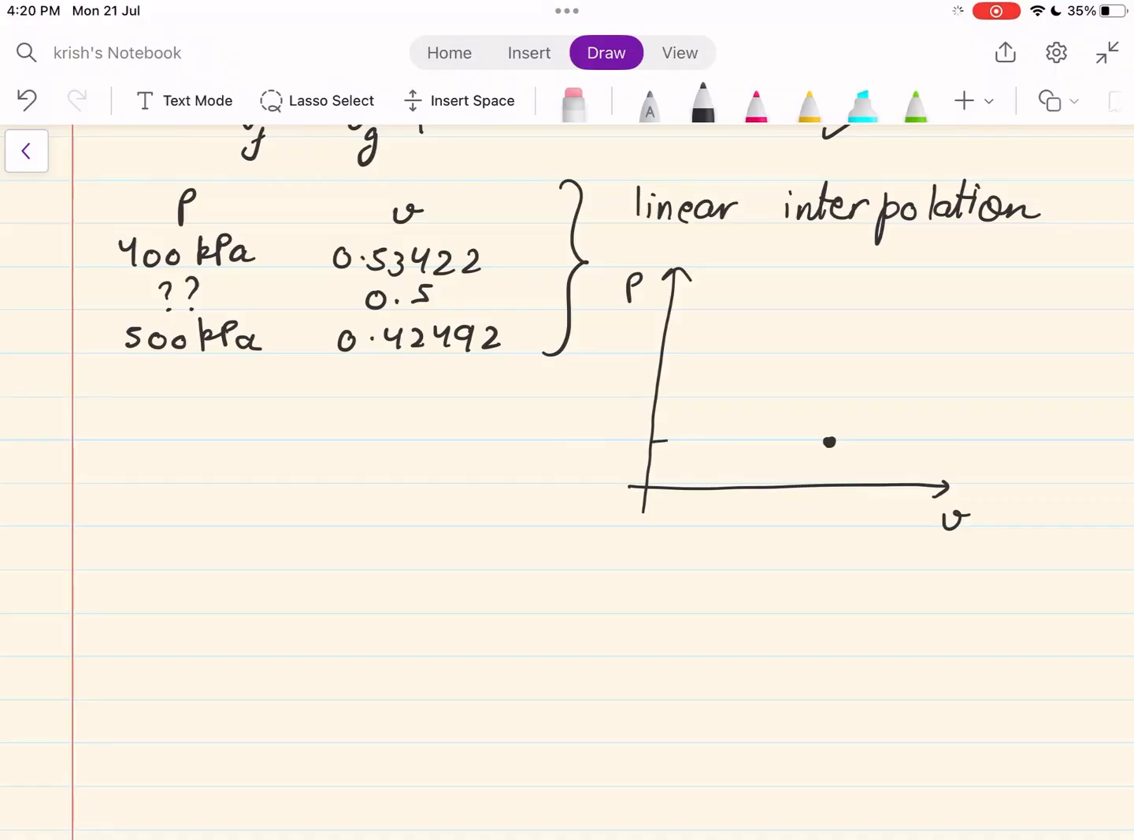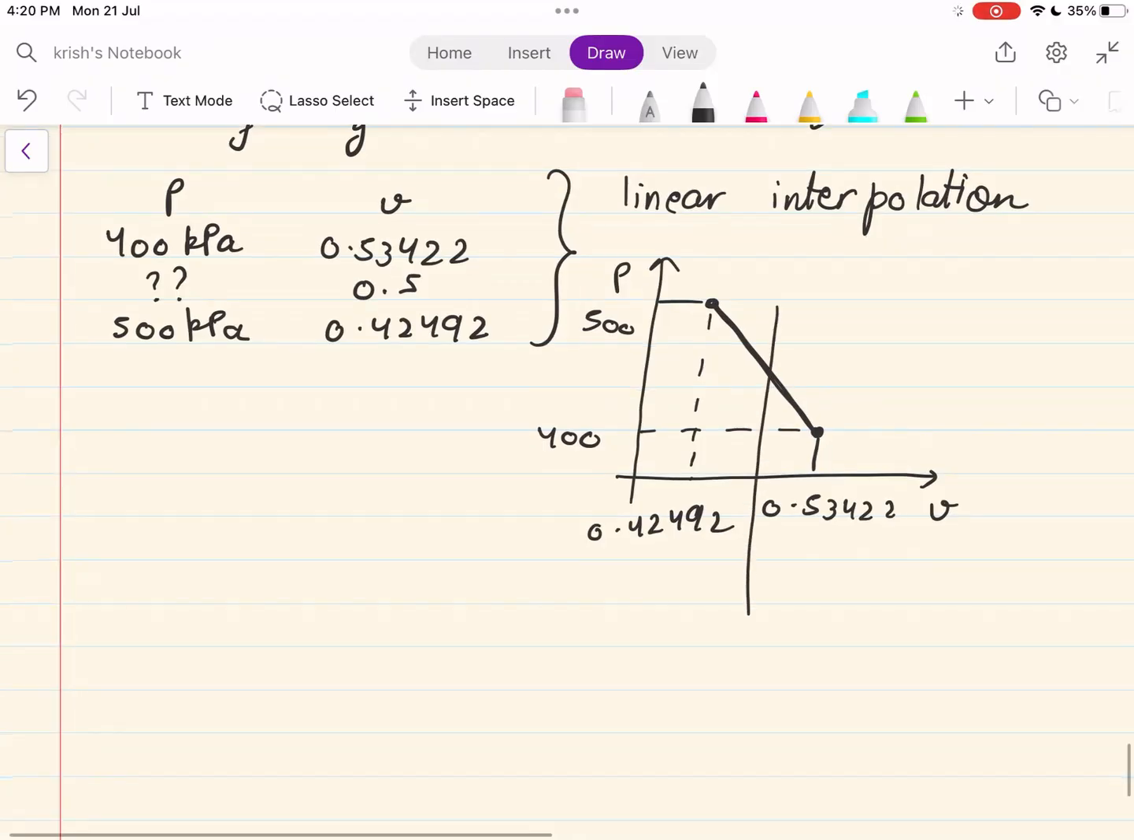At a pressure of 400 kilopascal, our specific volume is 0.53422, and at a pressure of 500 kilopascals, our specific volume is 0.42492. If we join these points, we can see that 0.5 lies somewhere here, and we have to find the corresponding pressure.